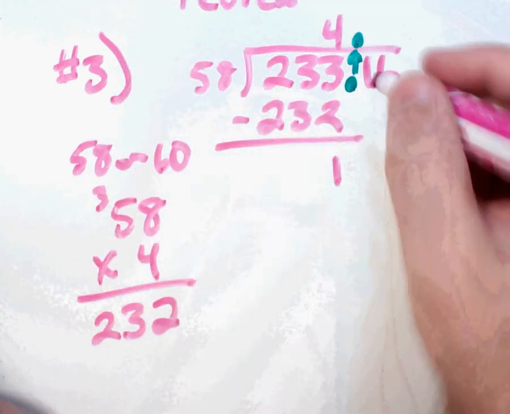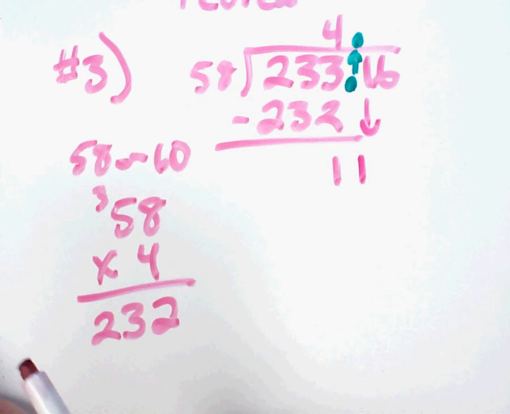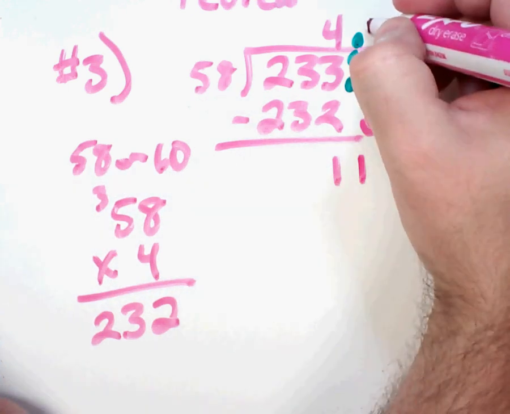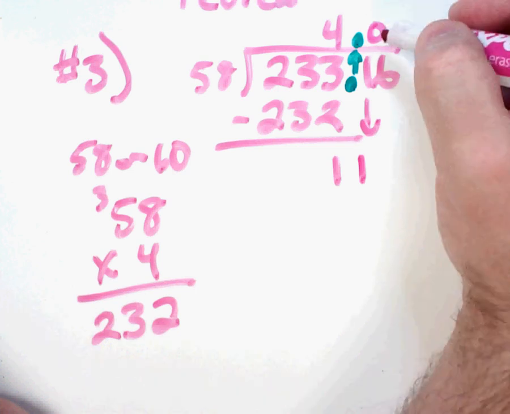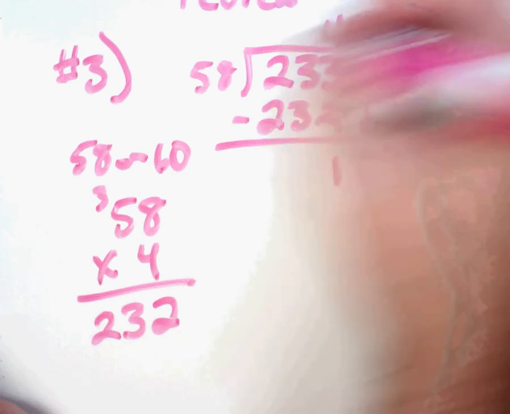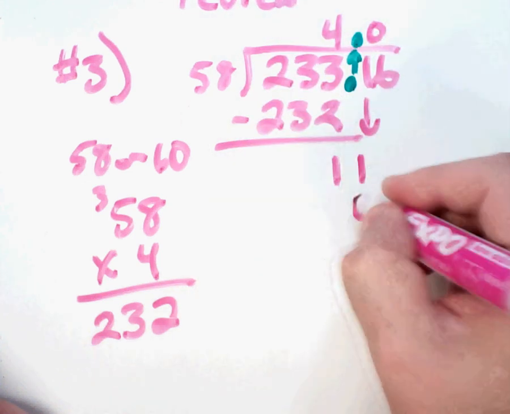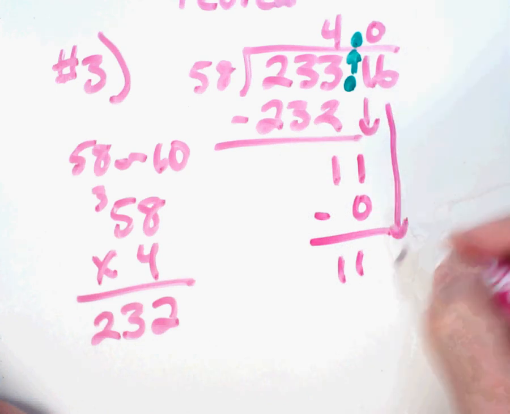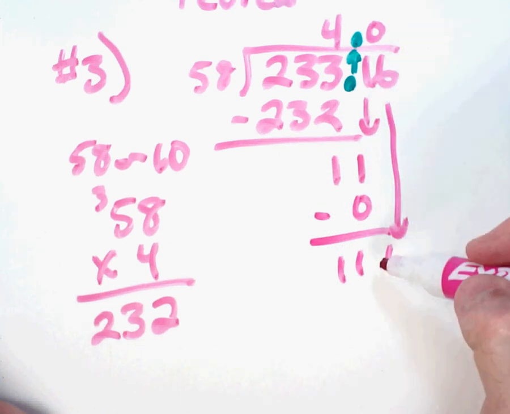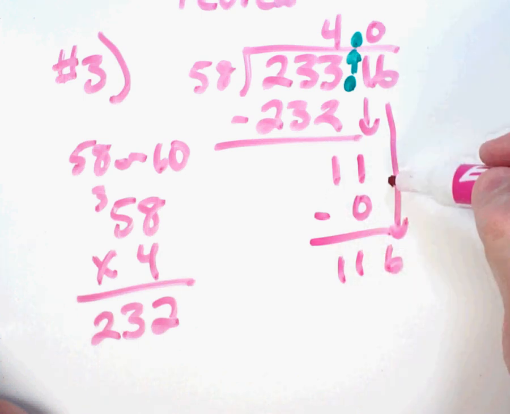So, all right, pull down my 1. I know 58 will not go into 11, so I'll put a 0 there. Because I have room, I'm going to go ahead and go through the process of this, even though in the previous problem I did not, just so you can kind of see what I mean by just pulling down that next number. So 0 times 58 is 0. I do the subtraction, and then I'll pull down the 6. So see what I've done here is I didn't have to do this. I could have just pulled the 6 straight down.